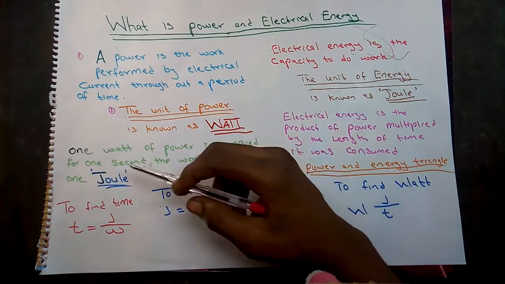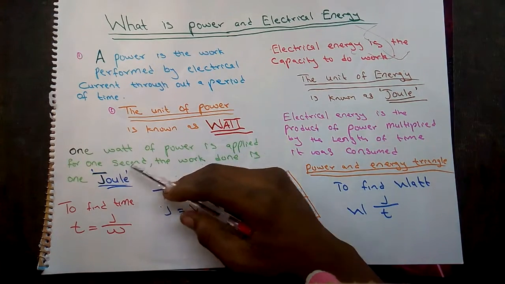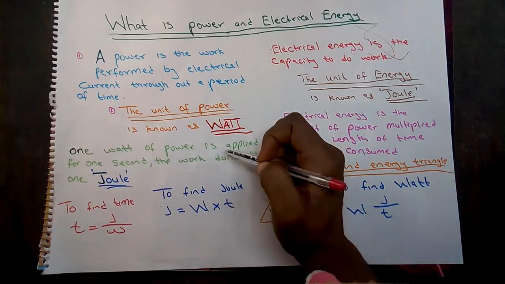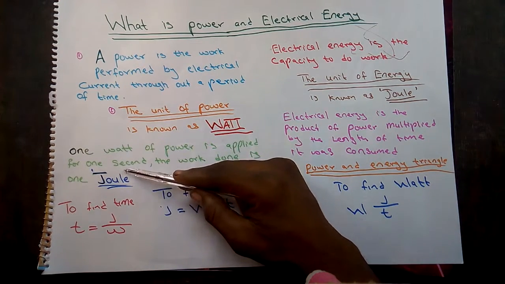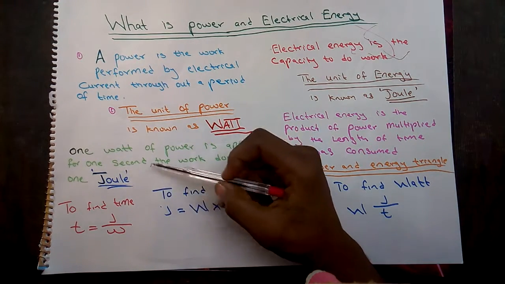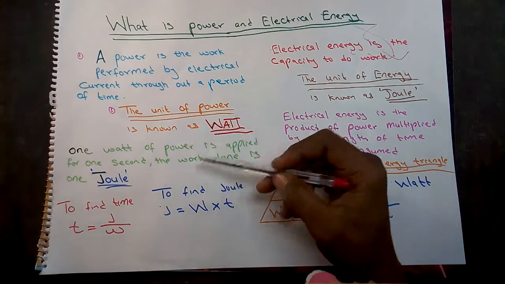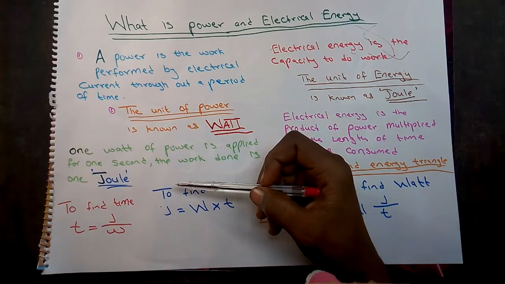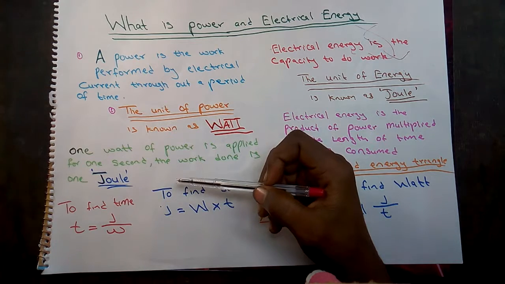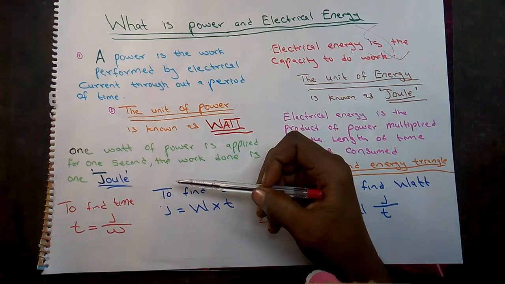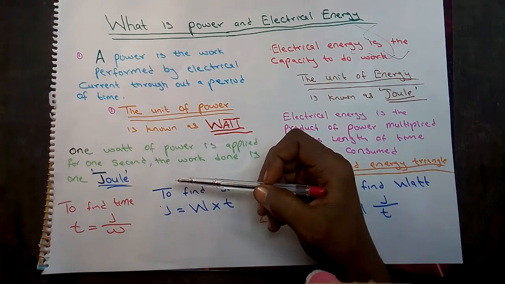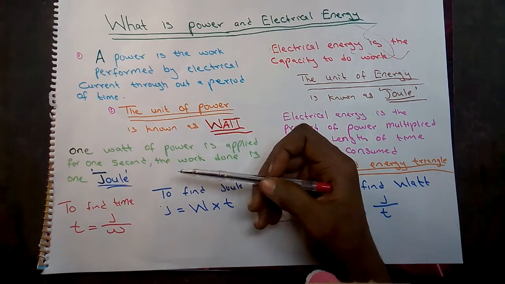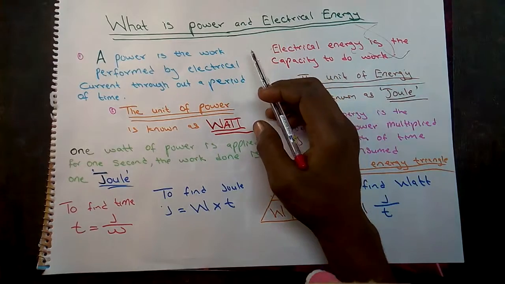Here we say that 1 watt of power is applied for 1 second. This second is the time which I say is involved. The work done is 1 joule. When 1 watt of power is applied for 1 second, the work done is 1 joule, which is energy, the amount of energy being taken to perform the work. So here, let me explain this power and energy.